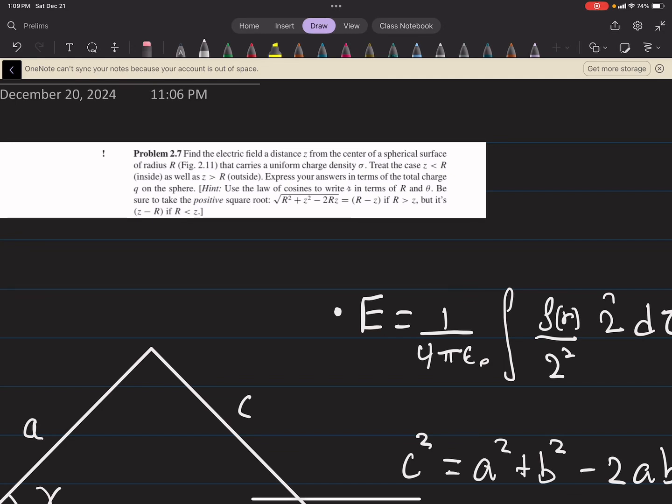Hey everyone, so this is problem 2.7 out of Griffiths' Introduction to Electrodynamics.